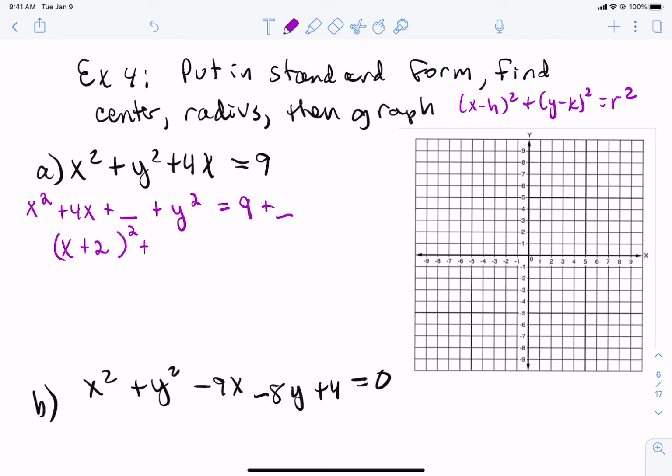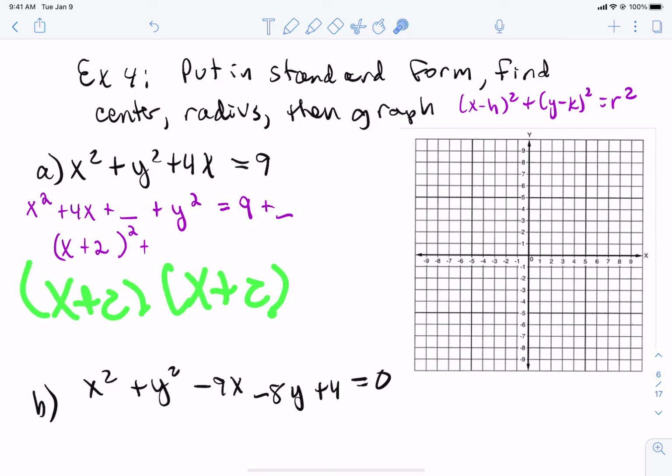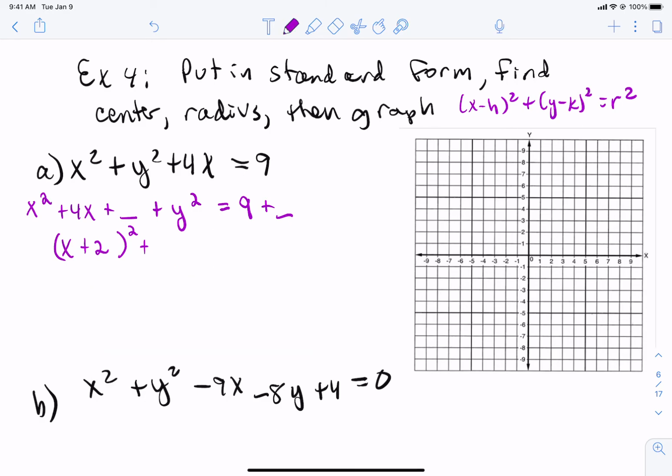Now think about if we physically squared that. X plus 2 times x plus 2, we would always have 2 times 2 in the back. So 2 squared should always fill this spot. Now what is 2 squared? 4. So put a 4 on the other side.